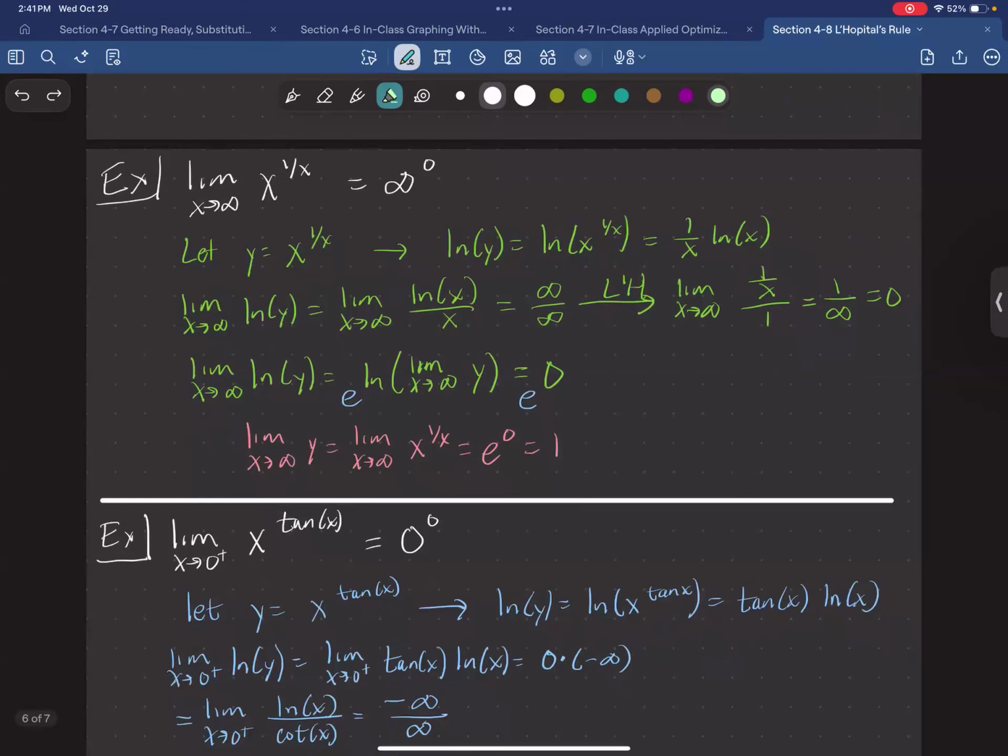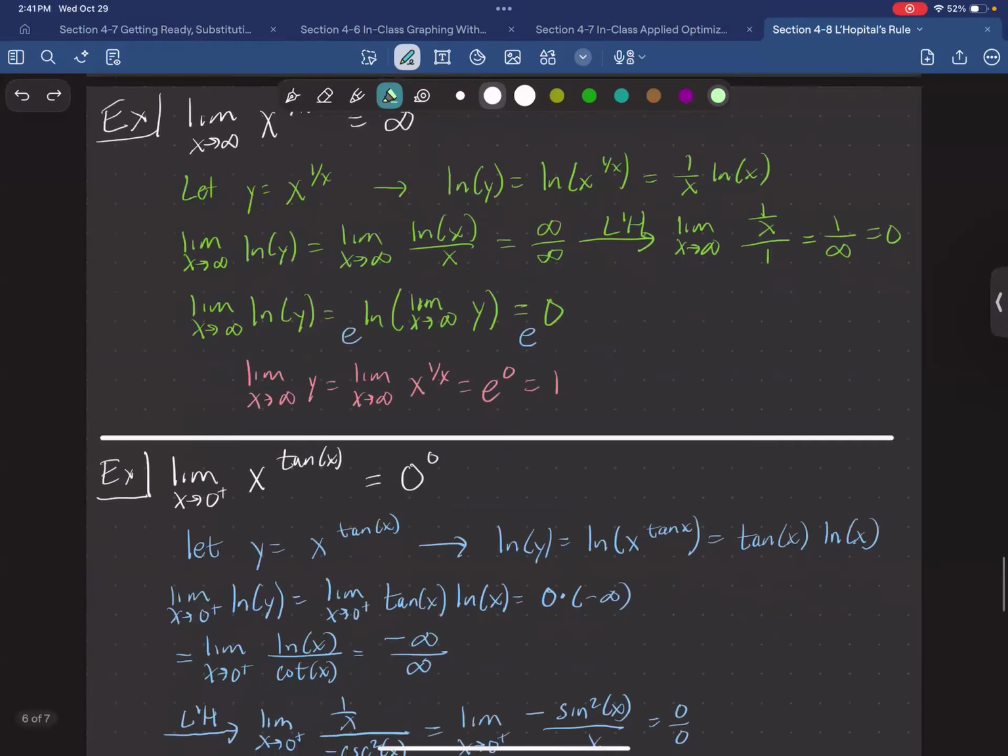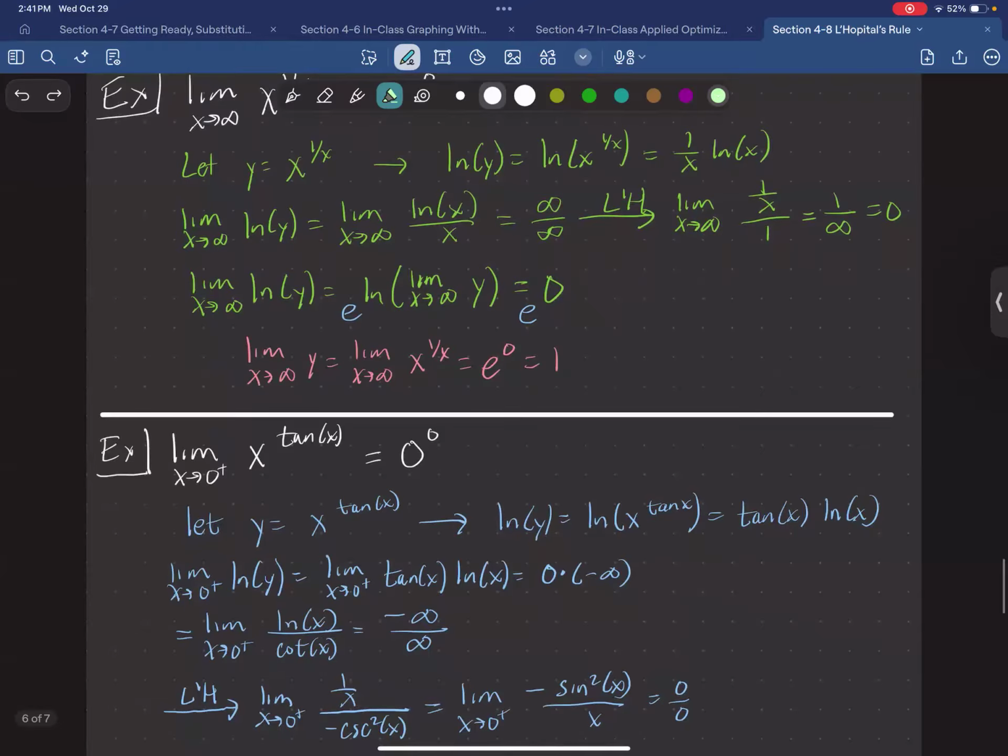I'm going to rewrite it by writing tangent x as 1 over cotangent x. And so now as x goes to 0, I get negative infinity over infinity. You might want to just say this equals negative 1, but we don't know that. So don't make those assumptions. Okay? So what we're going to do is do a L'Hopital event. The derivative of natural log of x does get me 1 over x. The derivative of cotangent x is negative cosecant squared x.